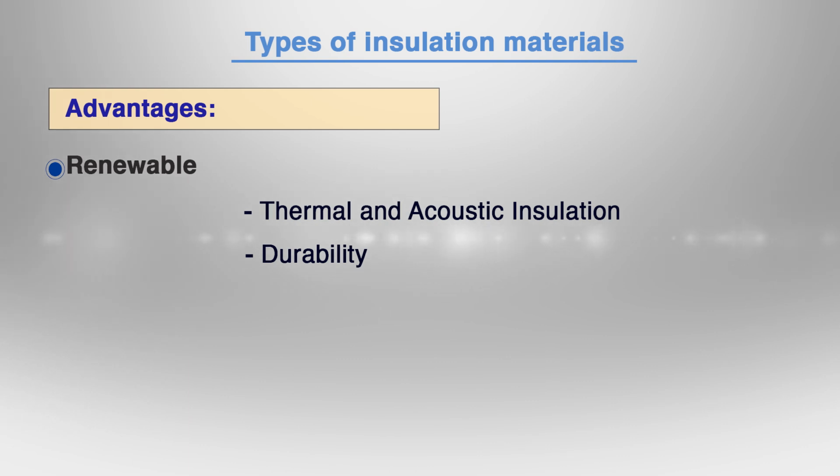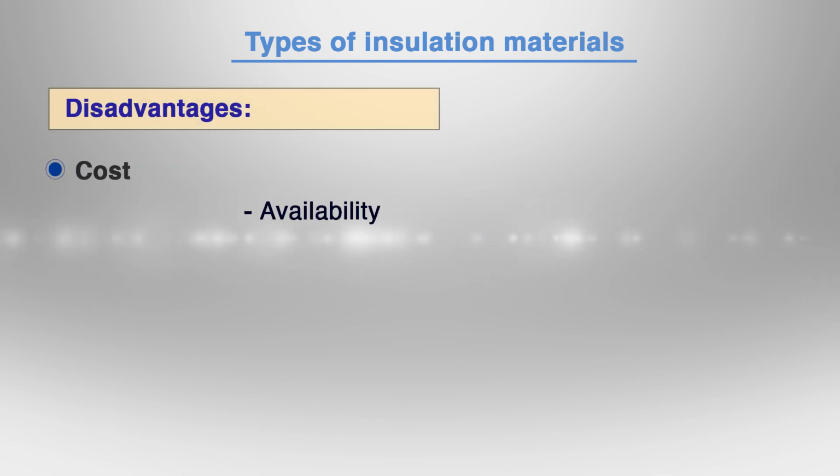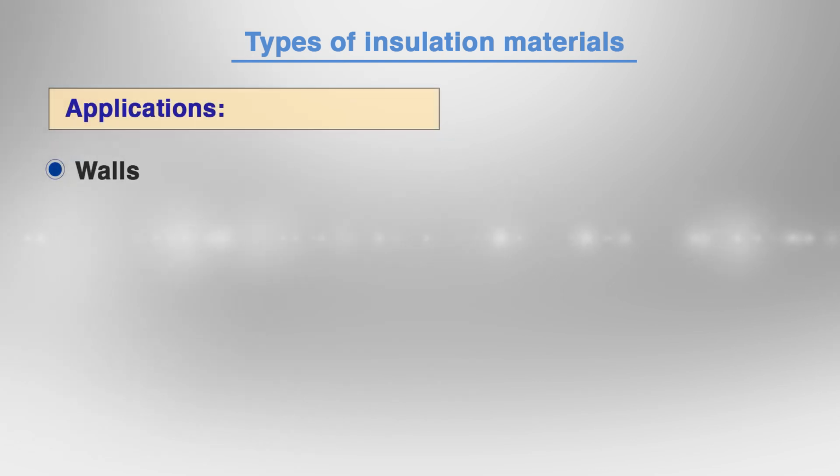Durability: resistance to moisture, mold and pests. It has some disadvantages, like cost: more expensive than many other insulation materials. Availability: less commonly available. It is used in walls, in exterior and interior wall applications. It is also used in floors, ideal for underfloor insulation. It is used in roofs, and can be used in roof insulation systems.